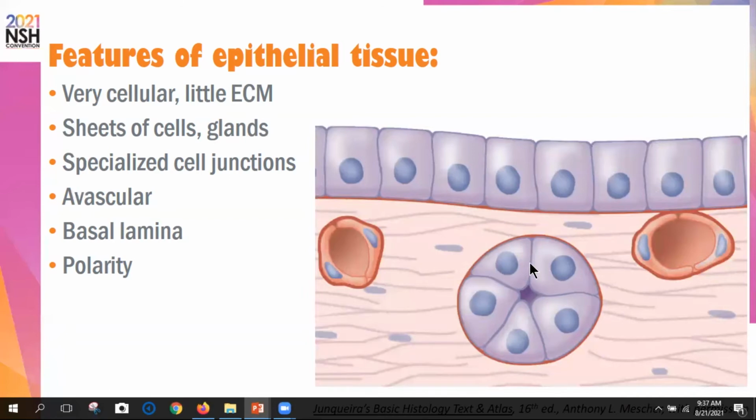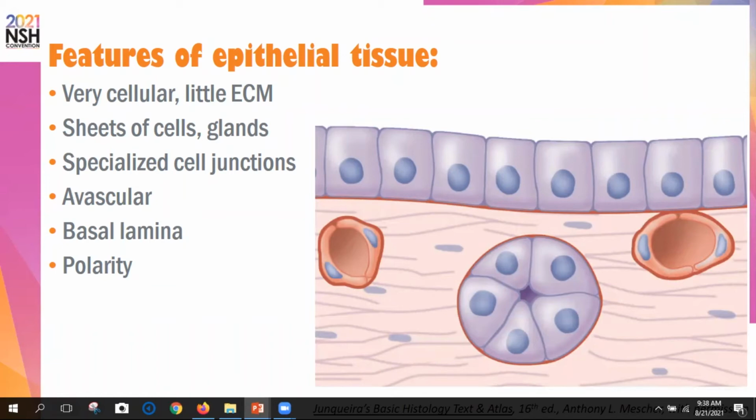In between the cells, we're going to have specialized cell junctions. We need to understand that this tissue is avascular. So if I look over here, this is a little capillary, that's a little capillary, a little blood vessel. So that is going to supply the nutrients. Associated with all epithelia is an underlying acellular layer called the basal lamina. And if it's well developed, it's called a basement membrane.